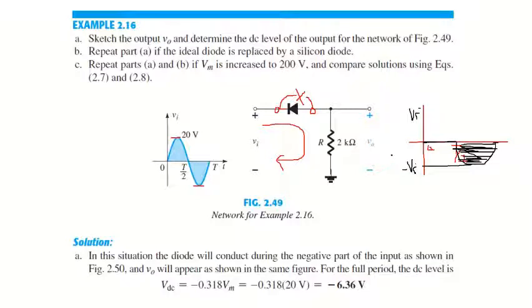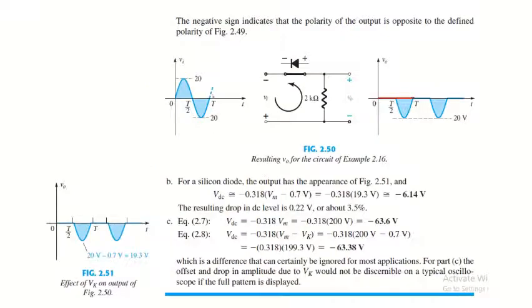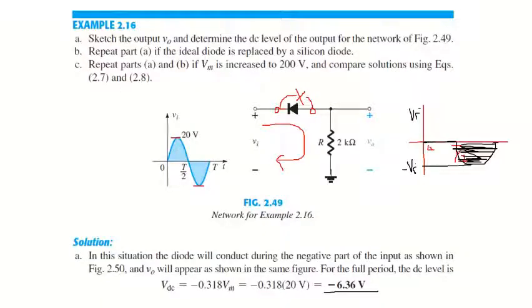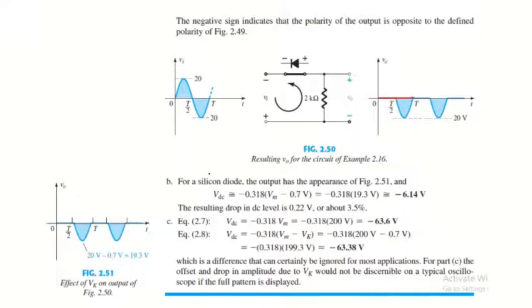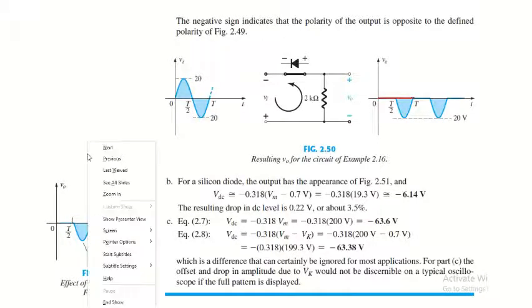Okay, so what is the average DC value? The average DC value for part A is VDC equal to minus 0.318 Vm. This is equivalent to minus 6.36 volts. Okay. For part B, repeat part A if the ideal diode is replaced by a silicon diode. For a silicon diode, the output has the appearance of figure 2.51. Just see the difference here.